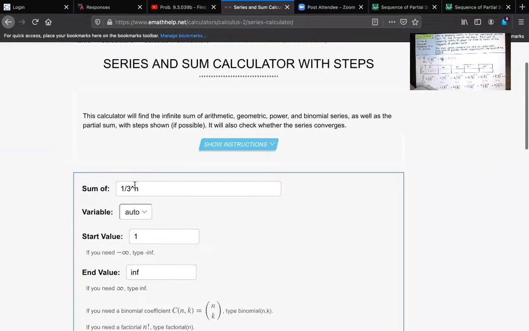This is giving you automatically the sum of 1 over 3 to the n, as n goes from 1 to infinity. We don't want that. We want the sum of 7 times 1 over 9 raised to the n minus 1 power. Now, we know that the sum of the series is 63/8. That was given to us. We could also have calculated that ourselves. It's going to be the first term, which is 7, divided by 1 minus the common ratio, which is 1/9. If we do all that arithmetic, we get 63/8.